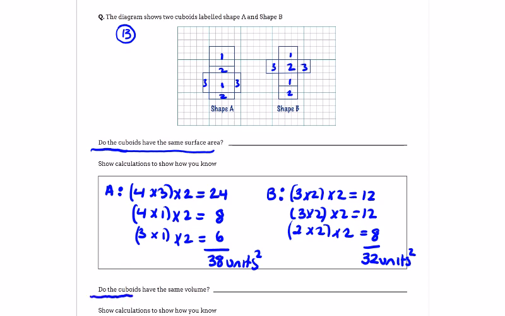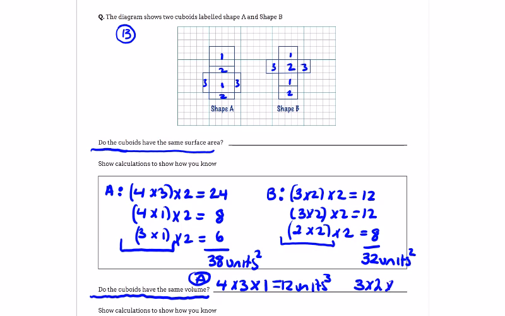Then we're asked, do the cuboids have the same volume? So you can see the numbers above here. We have 3 measurements. We have a 4, a 3, and a 1. 4 by 3 by 1 is A, which is 12 units cubed. And for this one here, we have a 3, 2, and 2. So 3 by 2 by 2, which is also 12 units cubed. So yes, they do.